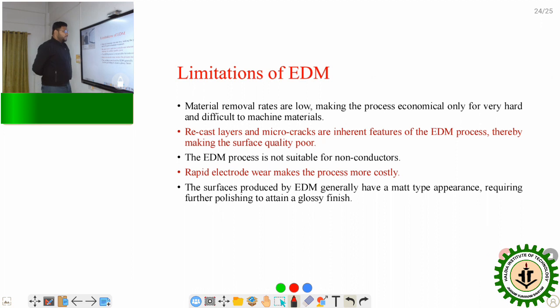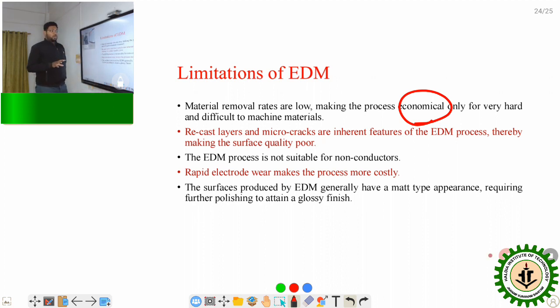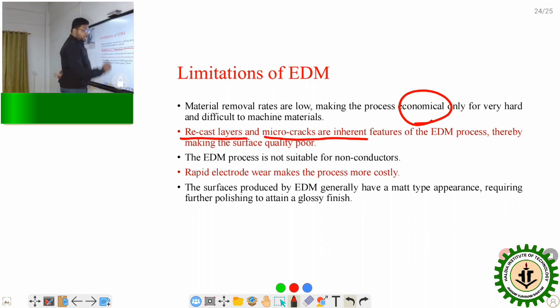There are some limitations also. The material removal rate is very low, so this is not economical for bulk orders. It is only economical for hard, difficult-to-machine materials and very specific regions. Another disadvantage is the recast layer and micro cracks due to the thermal difference during the process, which can create internal stress. So there may be some thermal cracks due to this process.